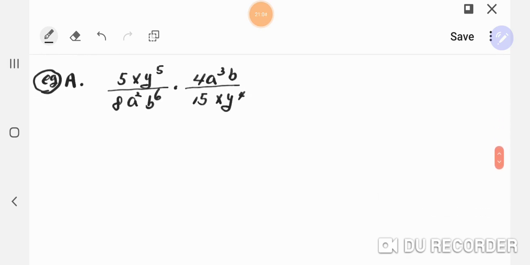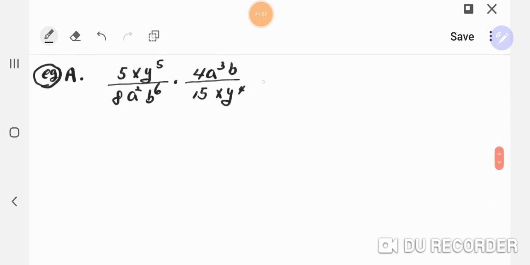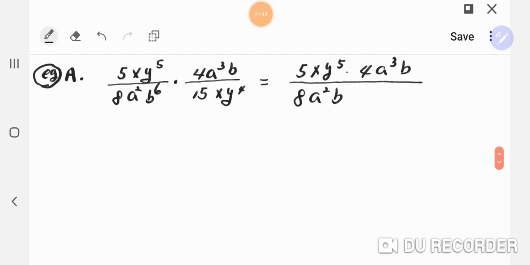Okay, we have 5x. There are two fractions, so this is a product of two fractions. So why don't we put one fraction bar and put all the numerators together? So make it a product. The numerator in the first fraction is 5xy to the 5th power, and the numerator in the second fraction is 4a cubed times b. And the denominator is 8a squared b to the 6th multiplied by 15xy to the 4th power. This is a product, not addition, product.